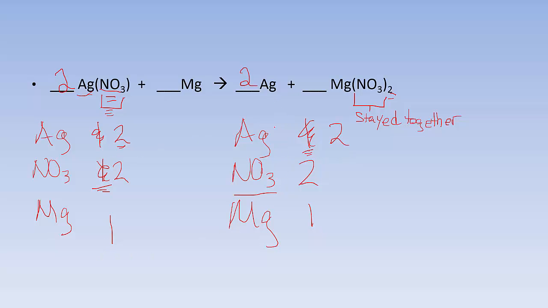We got 2 Ag's, 2 Ag's, 2 NO3s, 2 NO3s, 1 Mg, and 1 Mg. We're good. So what goes in these blanks? 1. So what would the sum of the coefficients be? 6. 2 plus 1 plus 2 plus 1 is 6.